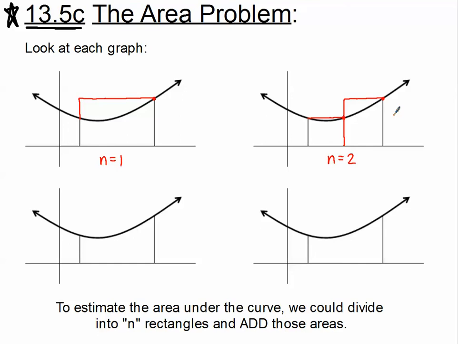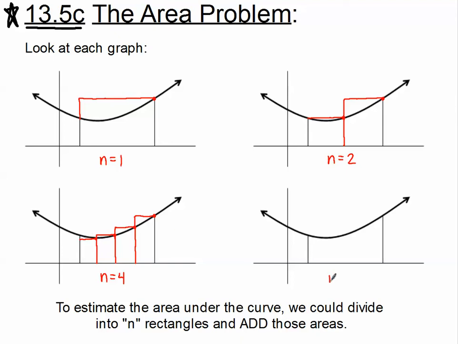Let's try n equals 4. Let's make the number of rectangles 4. So I'm going to divide this section in half and divide each half in half. I'm just eyeballing it here. Each of these rectangles, I want the top right endpoint to be on the curve. So there's that one, and there's this one, and this one, and then this one. So that's even closer. If I added the areas of these 4 rectangles, I would get closer to the area under the curve. 3 of these rectangles are an overestimation, but one of them starts to be an underestimation.